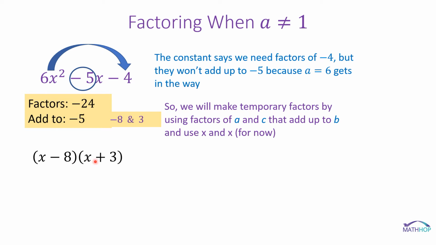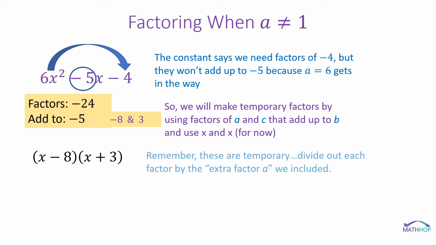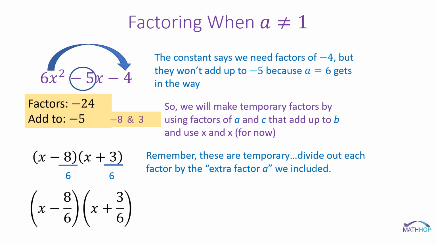Clearly, these are not our final factors. X times x is not 6x squared, and negative 8 times 3 is not negative 4. So remember, these are temporary. They're temporary because we multiplied by too many things. We multiplied by 1 too much. Like this 6, we don't need. We needed it for the sum. Now we've got to get rid of it. So we're going to divide out that 6. When we do that, we're going to have to simplify. x minus 8 sixths times x plus 3 sixths, we can definitely do something with that. Let's simplify our fractions, and we get x minus 4 thirds times x plus 1/2.